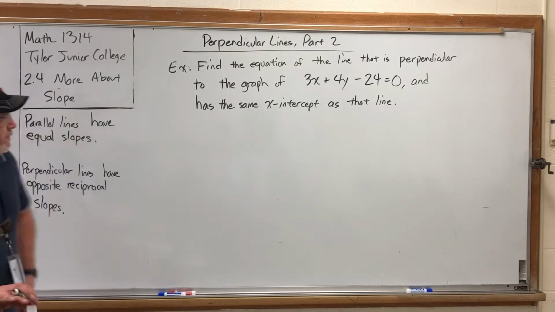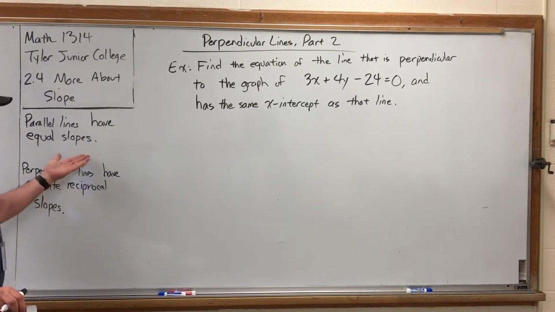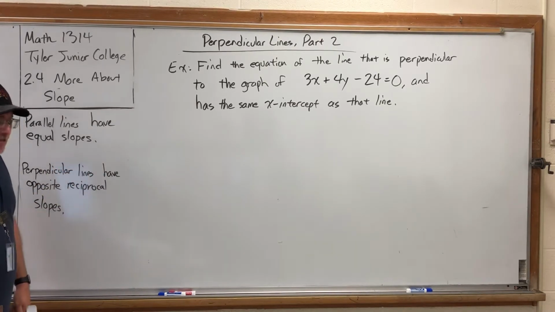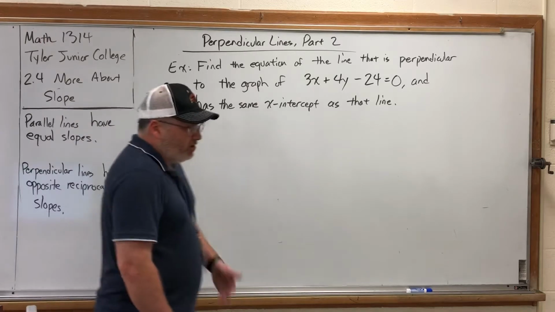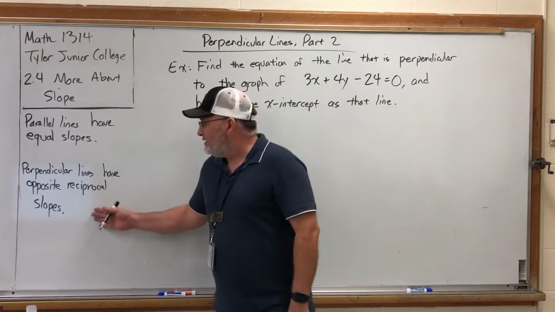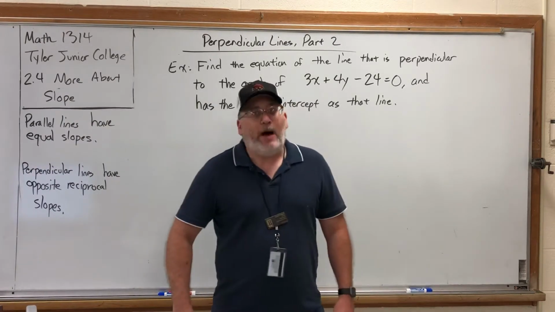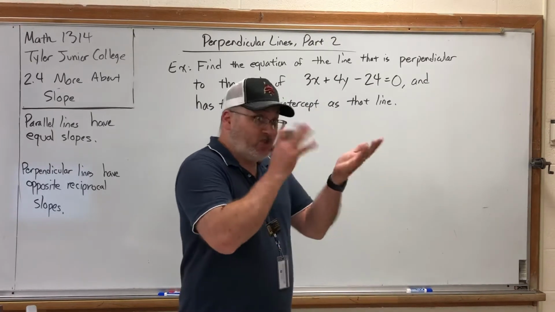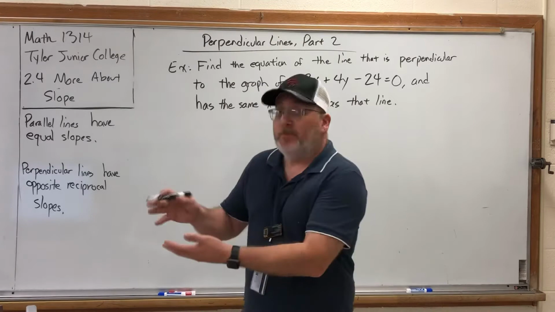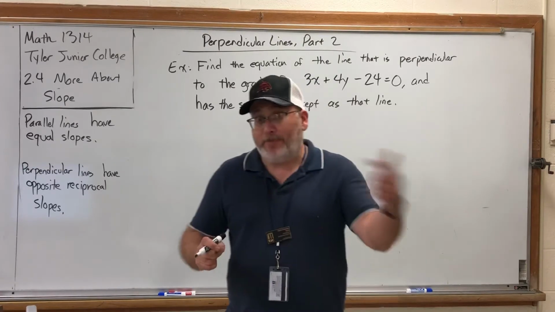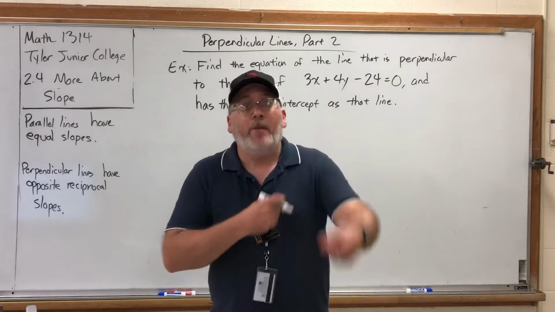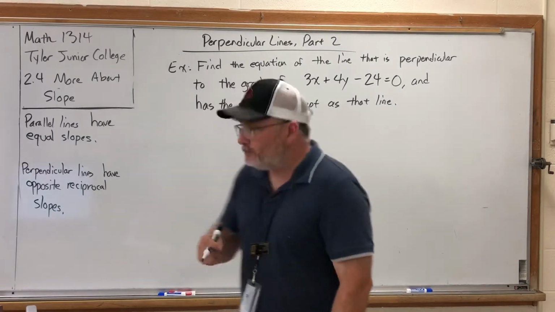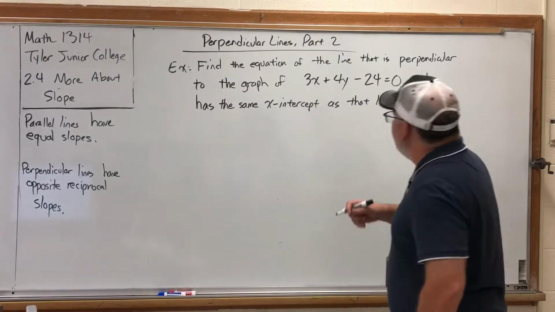In the previous videos, we've discussed parallel lines and noted that they had equal slopes. And more recently, we've discussed perpendicular lines and discovered that they have opposite reciprocal slopes, meaning that if you know one line's slope, then to get the perpendicular line's slope, you take the opposite, so change the sign, and you also reciprocate it. So as a fraction, you turn it upside down. Let's take a look at another example.